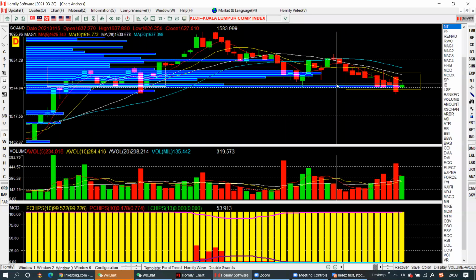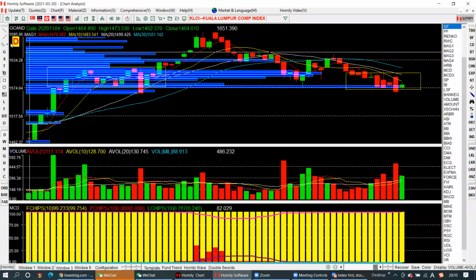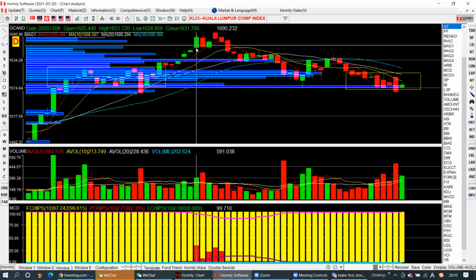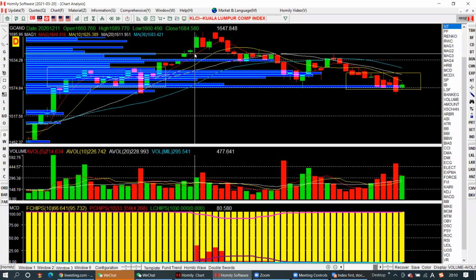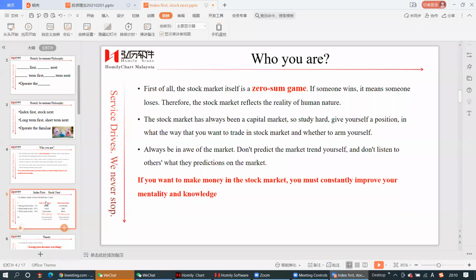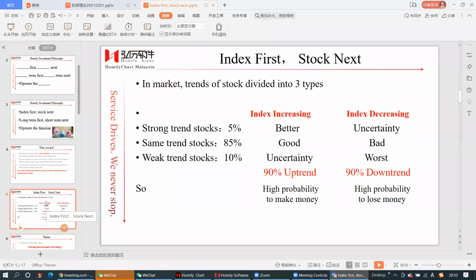Why, with our software, do we always see the default setting as the KLCI market? Because you see here, index first, stock next. This is the meaning that we always need to study the trend of the market before we study or seek individual stocks or even sectors. Why is this all important?